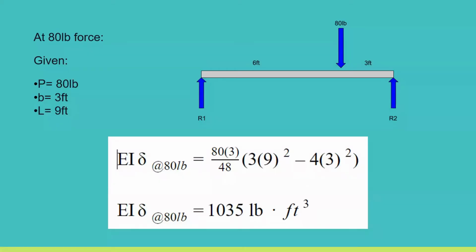Next step would be to solve for the deflection at the 80-pound force. So we're going to use this as our A and this as our B. So we have a load of 80 pounds, B of 3 feet, and total length of course 9 feet. And again, we can input this in our formula. Therefore, our formula will consist of 80 multiplied by 3 all over 48 multiplied to 3 times 9 squared minus 4 multiplied by 3 squared. And this will give us an EI deflection at 80-pound value of 1035 pound cubic feet.